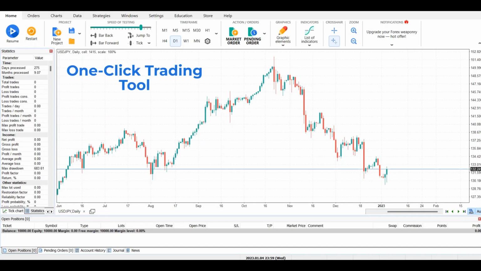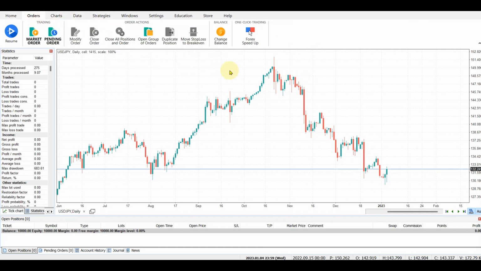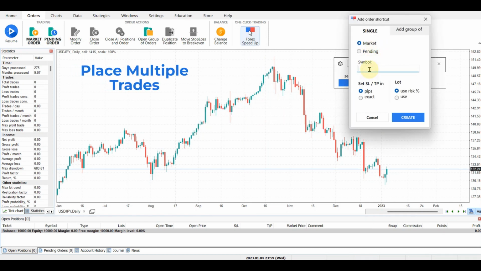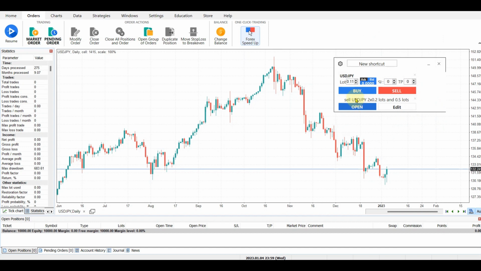Forex Tester's one-click trading tool improves the way you interact with the Forex market. This effective feature allows you to place multiple trades with a single click, streamlining the process and eliminating unnecessary steps. Whether you're executing market orders, stop or limit orders, this tool ensures rapid, hassle-free trading.